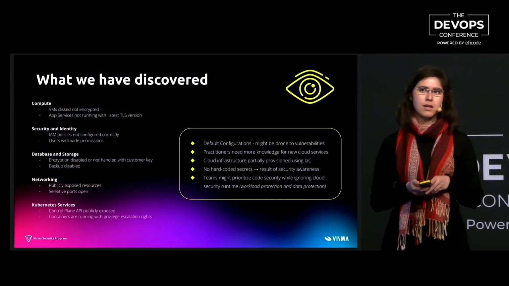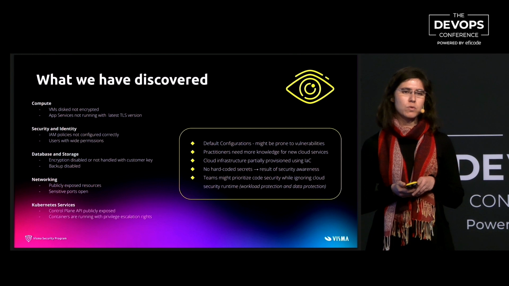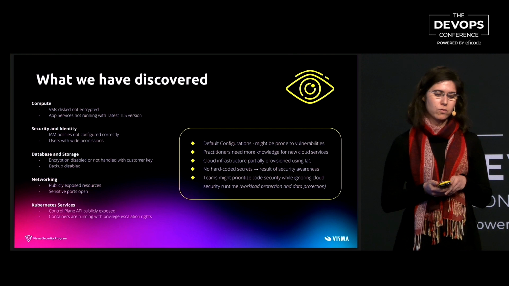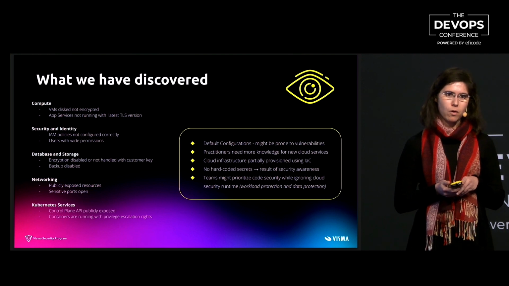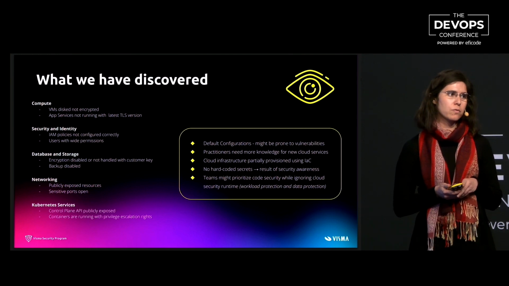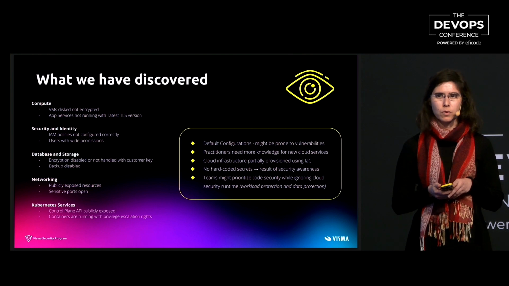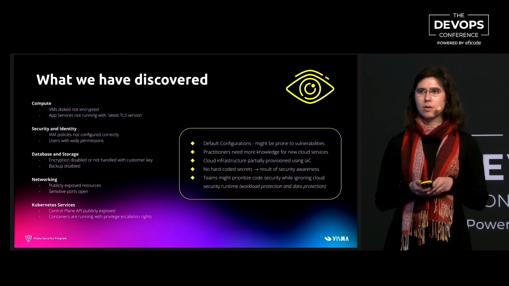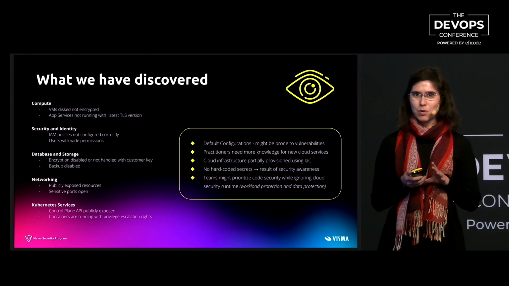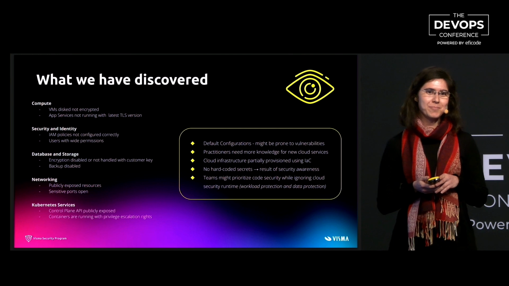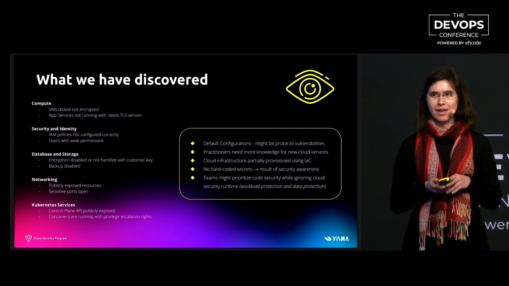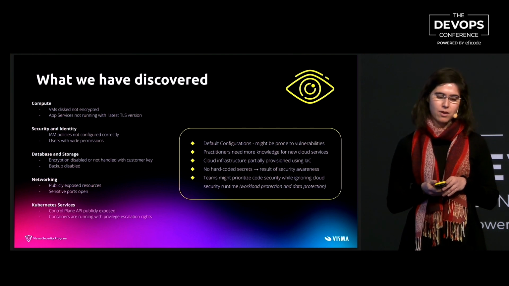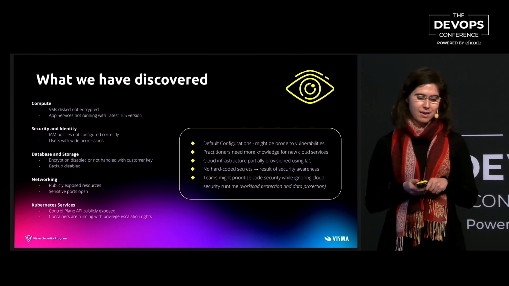What we have discovered is that there were a lot of publicly exposed resources, a lot of unencrypted data, and a lot of IAM policies that were wrongly configured. Most of those misconfigurations were due to the default configuration put in place by the cloud platform. Like in AWS, everything is closed. In Azure, everything is open. While in Azure, everything is encrypted. In AWS, you have to choose your client encryption keys, or it was like that last year.